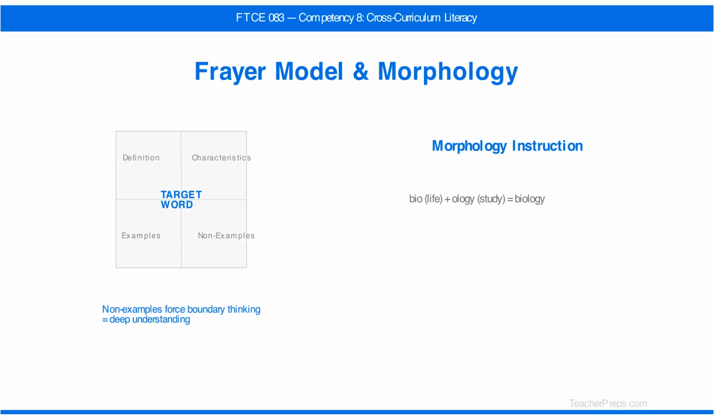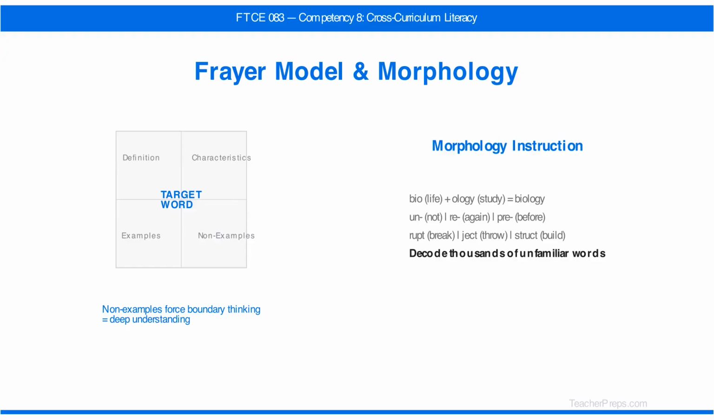Now let's talk about morphology instruction. Morphology is the study of word parts, prefixes, suffixes, and root words. Teaching students to break words into meaningful parts gives them a strategy for figuring out unfamiliar words independently. For example, if a student knows that bio means life and ology means the study of, they can figure out that biology means the study of life.